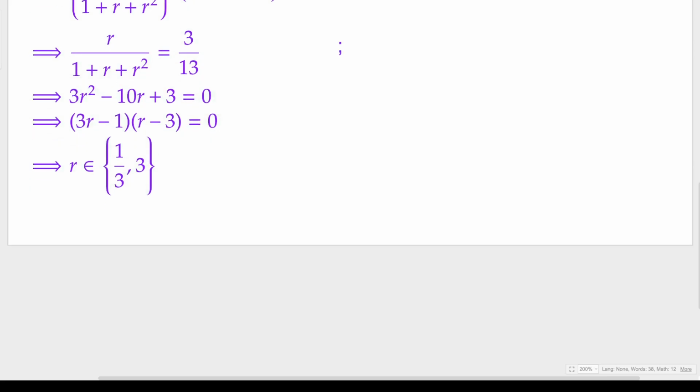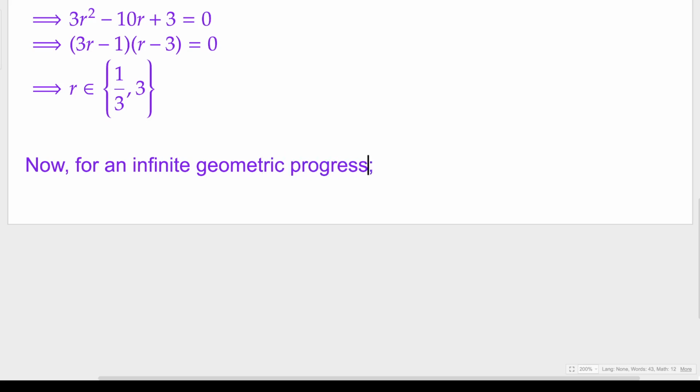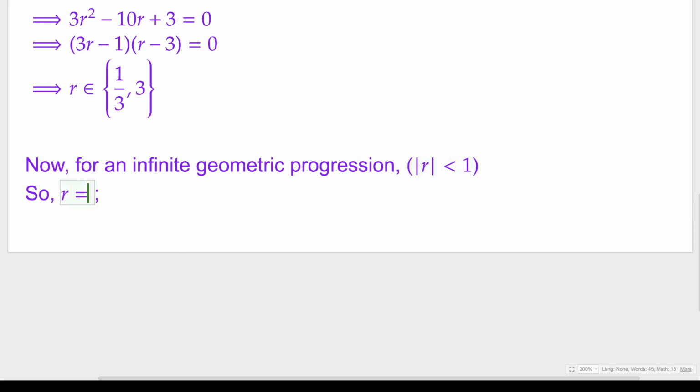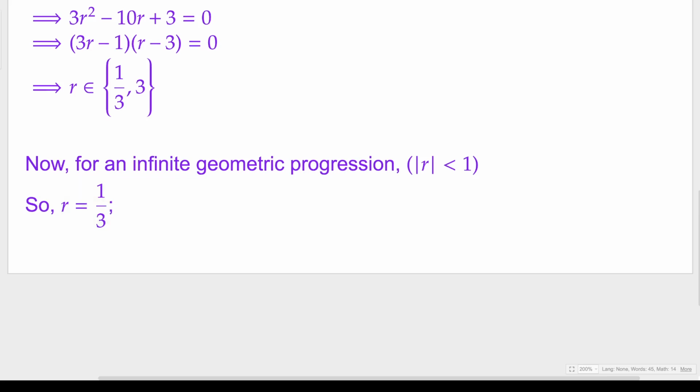Now for an infinite geometric progression, as mentioned in the problem statement, the absolute value of the common ratio must be less than 1. So from this we can say that for r the only selected value will be 1 over 3.